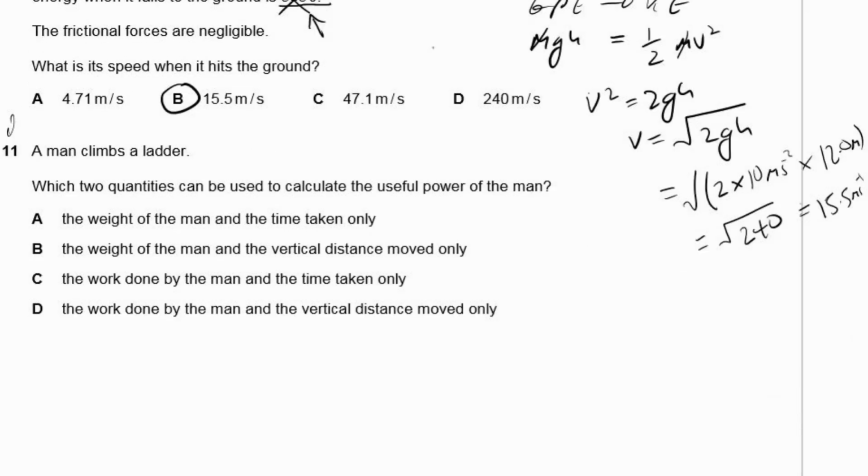Question 11. A man climbs a ladder. Which two quantities can be used to calculate the useful power of the man? Power is work done divided by time. So we need to find the work done and we need to find the time. That's how we're going to get the power.